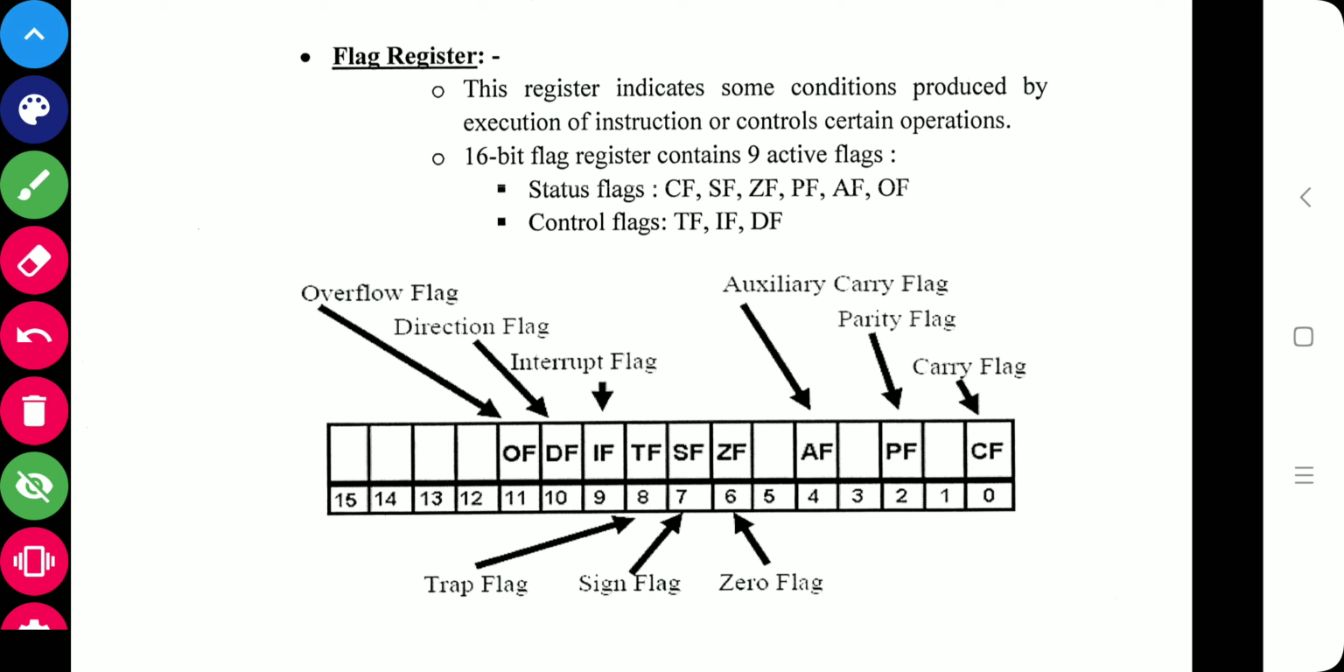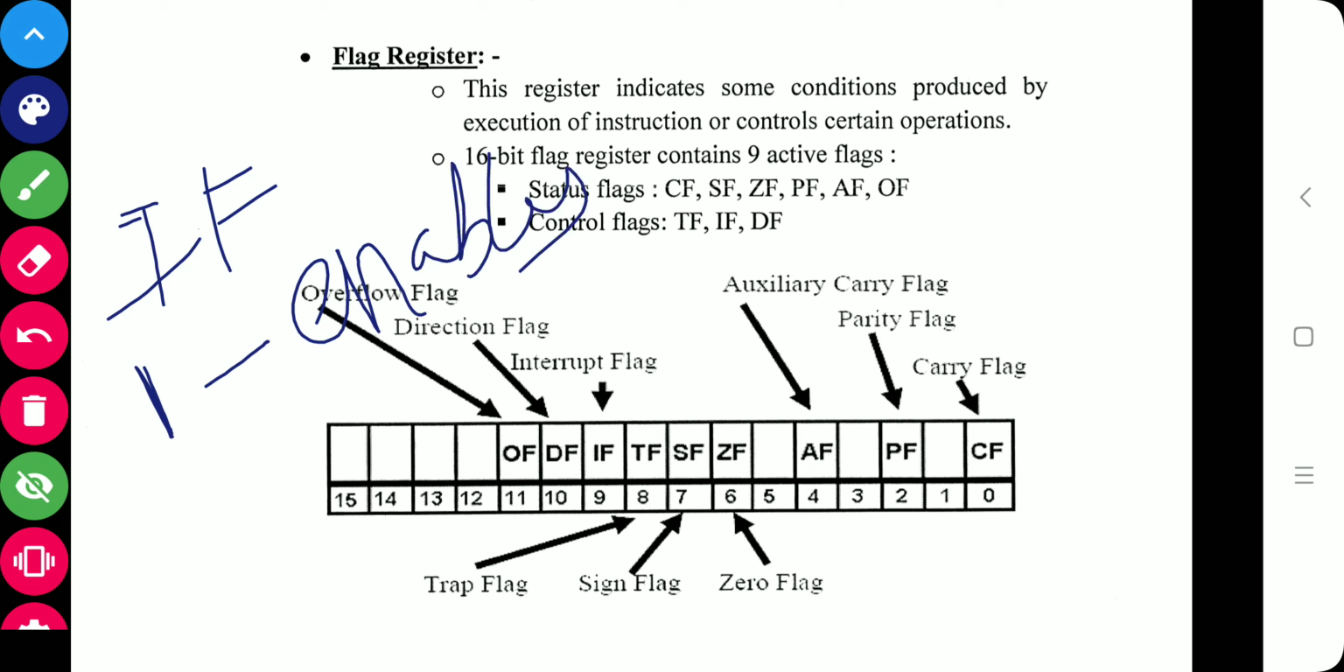Then IF, that is the interrupt flag. If the IF flag is 1, it enables all the interrupts, or it recognizes all the interrupts which are given to the processor. If it is 0, it disables all the interrupts.